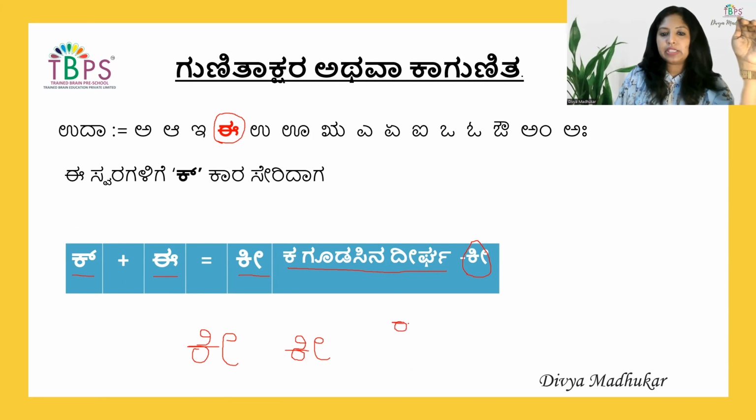Now come on. Random drill. So ka thalakattu ka. Ka dheerga ka. Ka gudusu ki. Ka gudusina dheerga ki. Now read: ka, kaa, ki, kee.